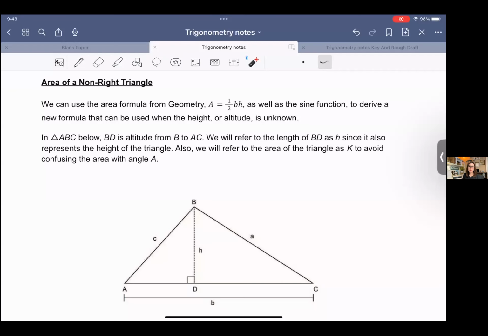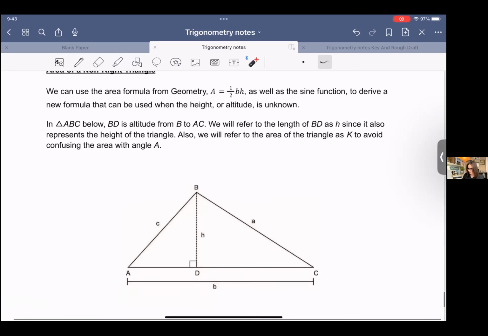Hey y'all, this lesson is to help you find the area of a non-right triangle. We know from geometry that the area of a triangle is 1/2 of the base times the height. We can use trig to help us derive the area of a non-right triangle. So basically, instead of just giving you the formula, I'm going to show you where it comes from because that's fun.